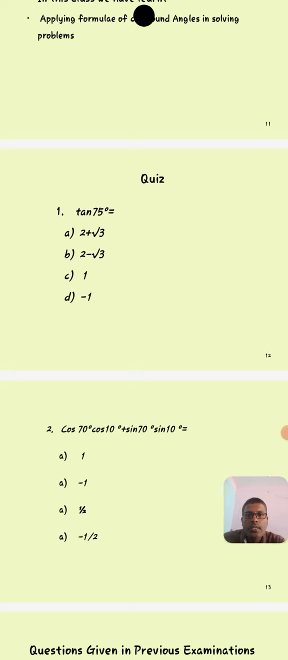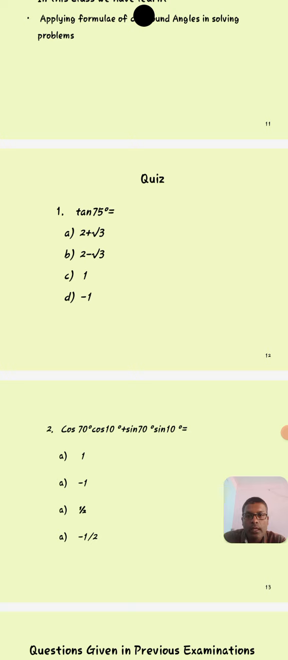First question, tan 75 degrees. How to write tan 75 degrees? We write 90 minus 15 degrees. Tan of 90 minus 15 gives cot 15. What is the cot 15 degrees value? 2 plus root 3.